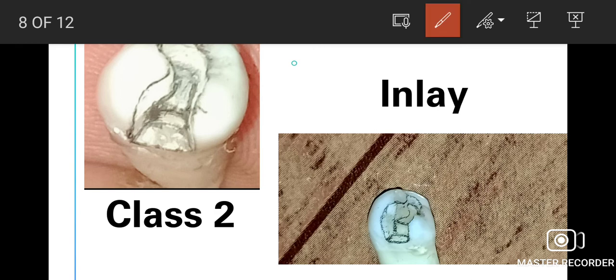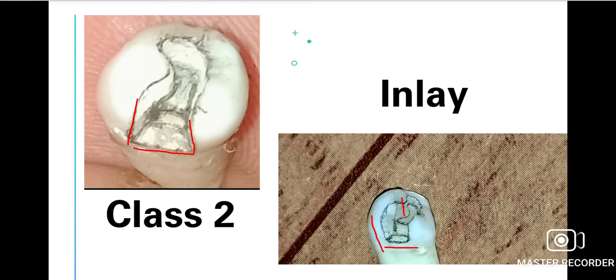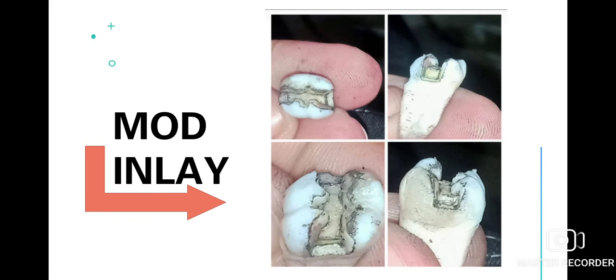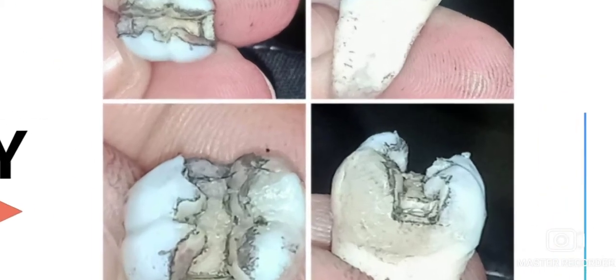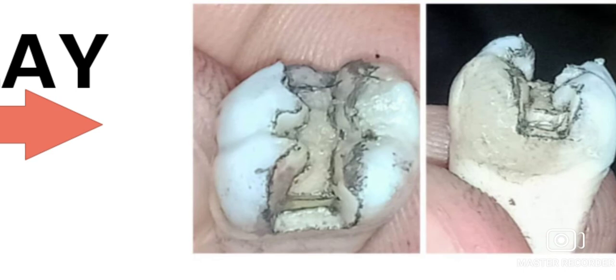Here again, the class 2 cavity is being converted into inlay. You can appreciate the divergent walls in inlay. Here again, it is a kind of MOD inlay. It involves the reduction on the mesial surface, the occlusal surface, as well as on the distal surface. You can appreciate everywhere the walls are made divergent.